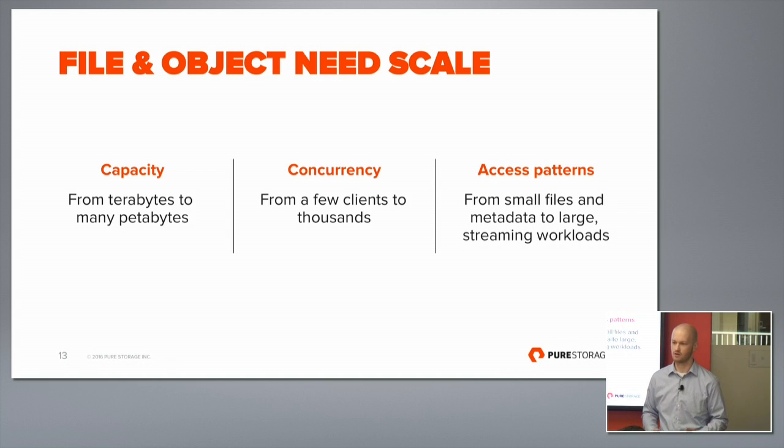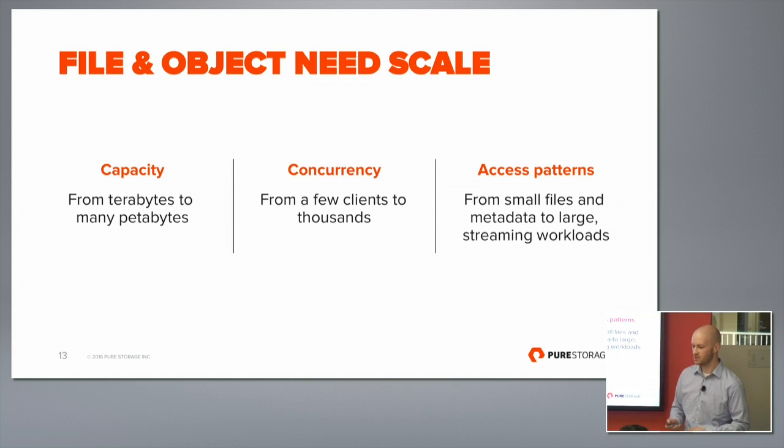They need scale in concurrency. Sometimes you have a relatively small number of clients, small number of computers. Others, you have tens of thousands. And you need scale, or really dynamic range, in access patterns. Some applications are focused heavily on small metadata-intensive operations. Others are large streaming IOs. And the really interesting ones are a bit of both.